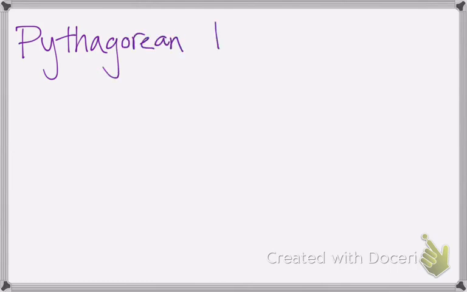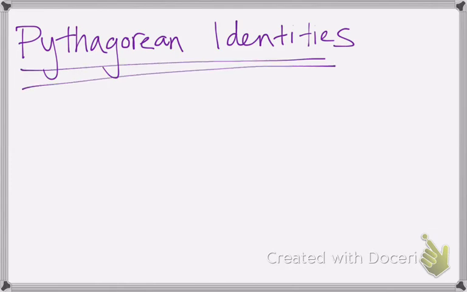These are called the Pythagorean Identities. Pythagorean identities. And then, Scott, would you turn the light back on for me? Thank you.